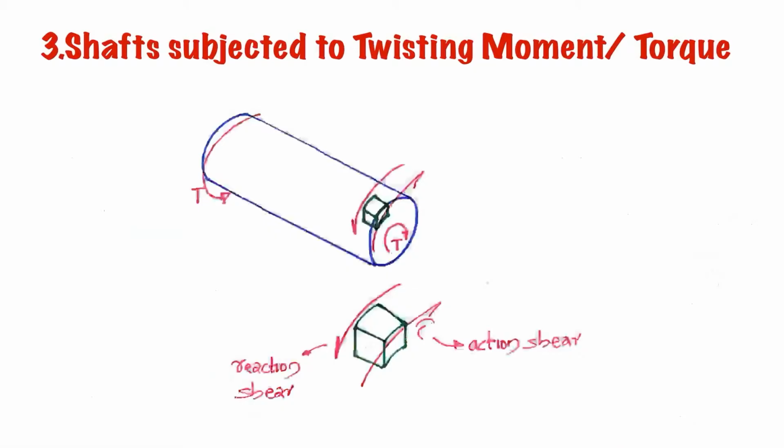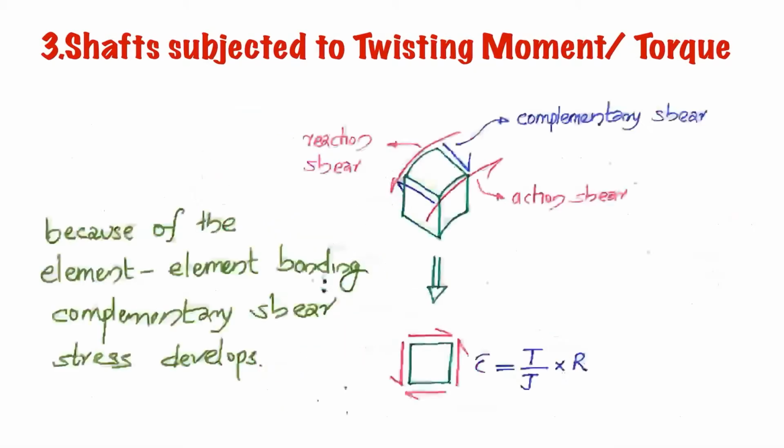There will always be a complementary shear stress because of the material to material or element to element bonding. This is showing the action and reaction shear. Along with this, because of the element to element bonding, complementary shear stress will be developed. This you have studied in MOS. So complementary shear stress will be developed in this direction. This is in such a way that the action and the reaction shear is trying to rotate the element in the anti-clockwise direction. For equilibrium, this complementary shear stress will be trying to rotate the element in clockwise direction. So complementary shear stress will be developed, and I will be representing this 3D element in a simple way by using a 2D element, where the tau will be equal to T by J into R.